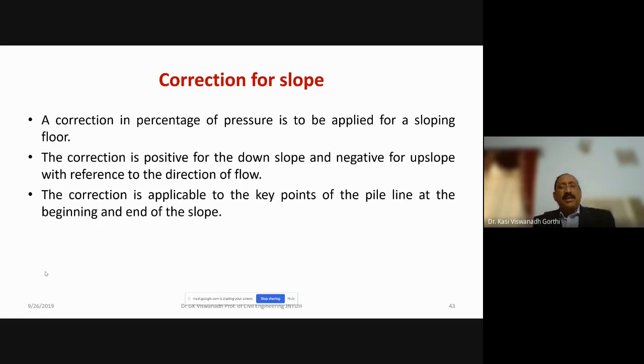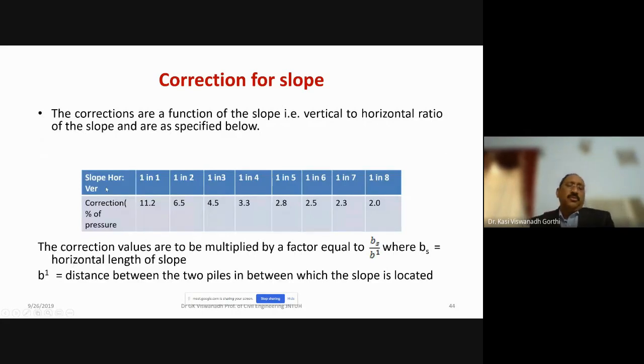So the correction is applicable to the key points of the pile line at the beginning and at the end of the slopes. So how to make this correction? It is given directly, in terms of the percentage of pressure, because the correction is also a function of slope, that is, the vertical to horizontal ratio of the slope. So they are clearly specified.